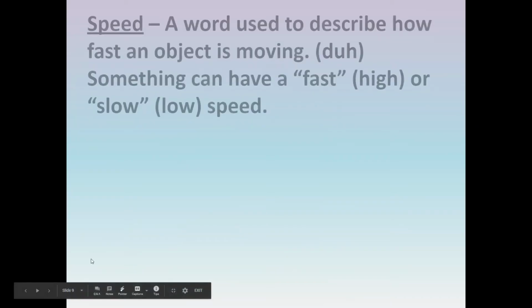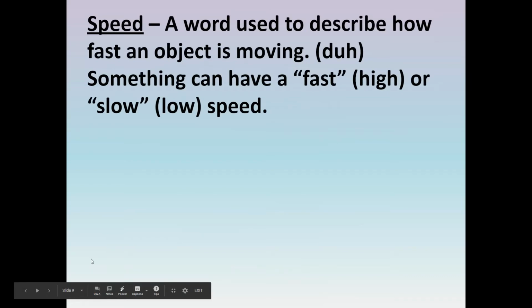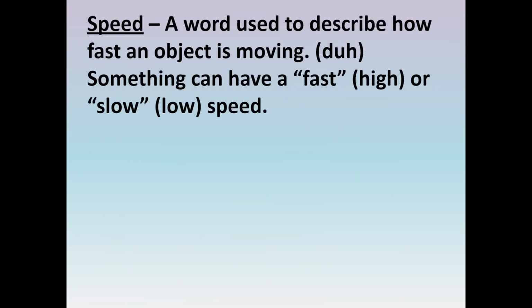Before we begin, I would like to present two definitions for the course. These are words that you know already. However, again, how they're used specifically in the physics classroom is important to know. The first word is speed, a word used to describe how fast an object is moving. This is a word that we use in our everyday language and we use it correctly. Something can have a fast or a high speed or a slow or low speed. So say something is fast, something is slow. How we use this is perfectly fine.